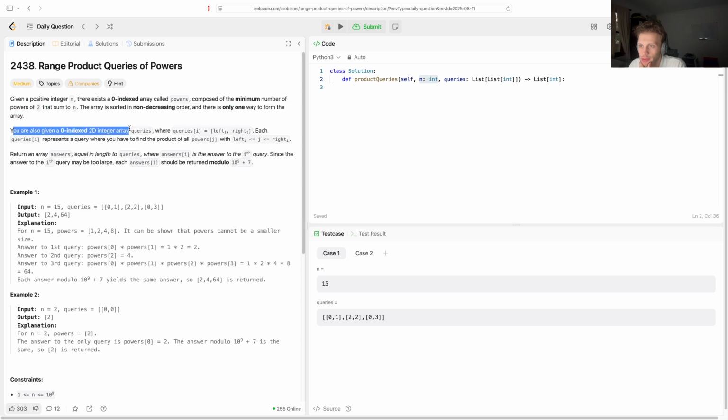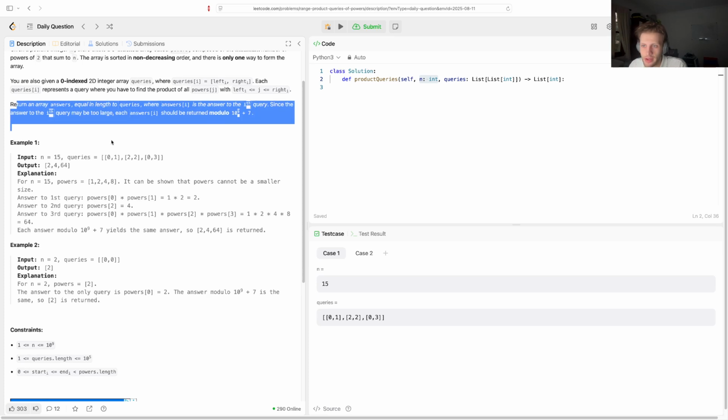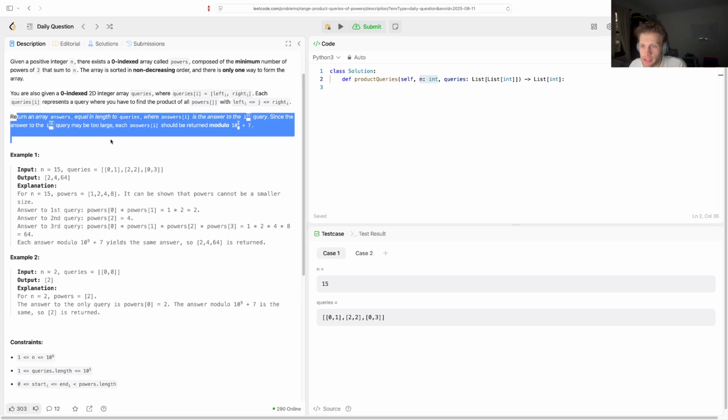You are given an array queries, left, right. Each represents, we define product of all powers. Or left. Oh my gosh. Okay. A lot of BS. Return the array of answers equal to the length of queries where answers of i is the ith query. Let's look at the sample because sometimes these things get really confusing.